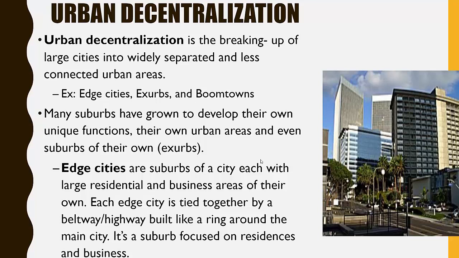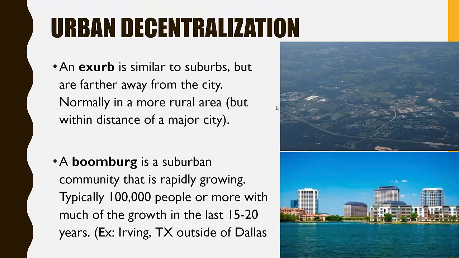It's a suburb that's really focused on residences and businesses that employ those particular residents. Another example of decentralization occurring as a result of sprawl is something called an exurb. An exurb is a suburb, but it's further away from the city. It's kind of a suburb of a suburb. This is normally in a more rural area, but it's definitely still within driving distance of cities. Exurbs have become very popular, especially in areas with a lot of sprawl, because it allows folks to live in a relatively rural area but still have access to the city itself.